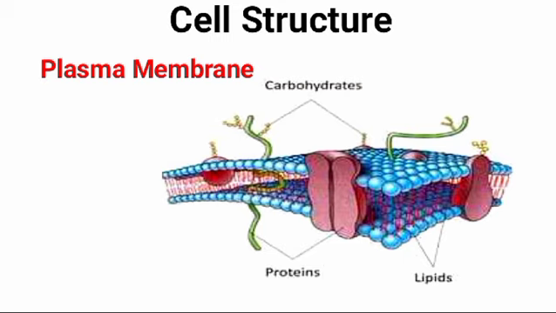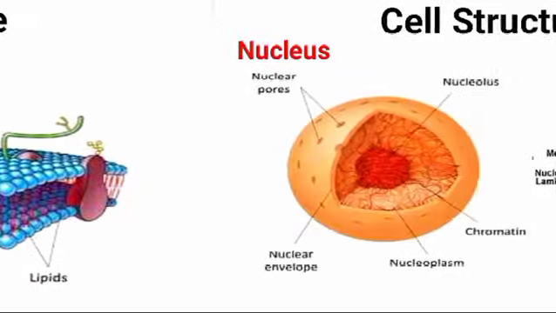Plasma membrane is a thin, pliable, plastic outermost structure which envelops the cell. It consists of a bilipid layer with embedded proteins that are integral proteins and peripheral proteins.